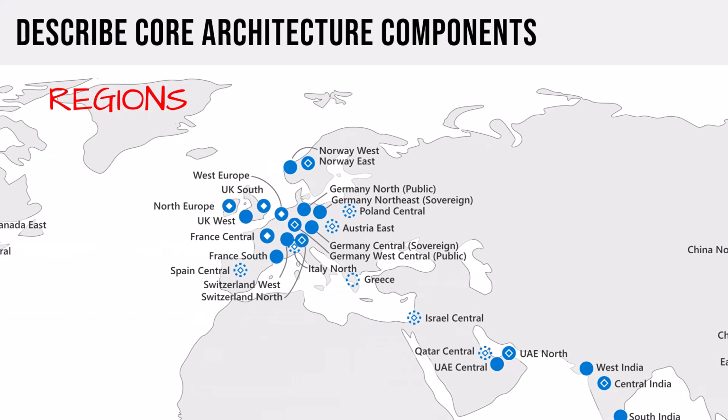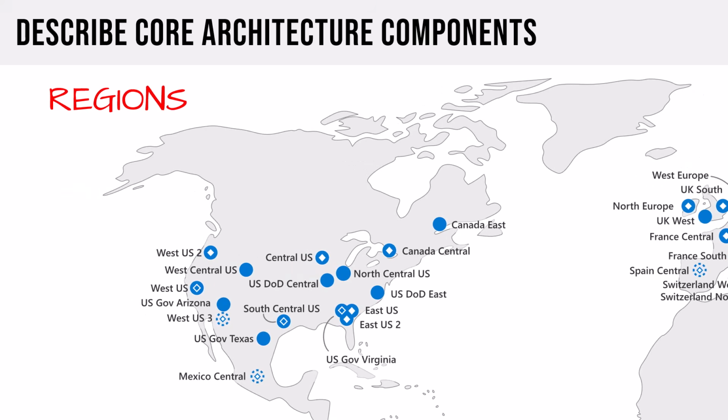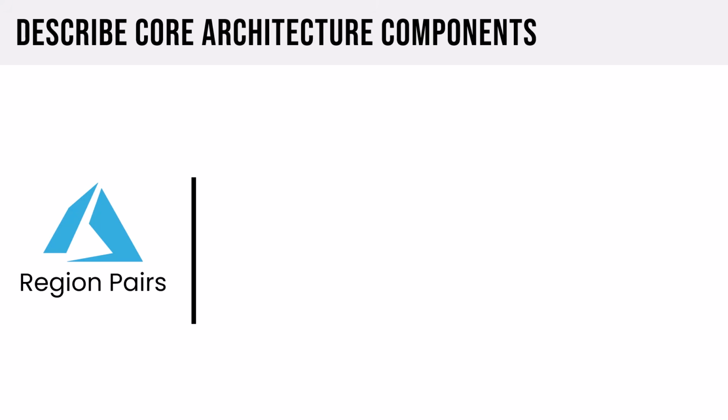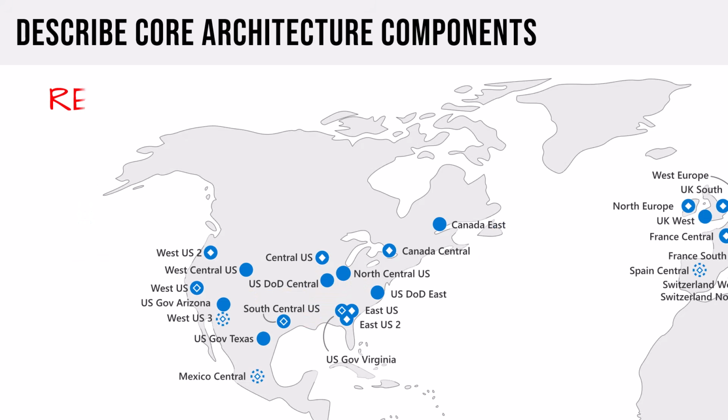I see Japan East, UAE North, West Europe, Canada Central, Central US, West US. So regions all around the globe. And then we have region pairs. This is where it really starts to get interesting. This is a relationship between 2 Azure regions, in the Microsoft case, within the same geographic region for disaster recovery purposes. So imagine redundancy in the event of regional data center failure.